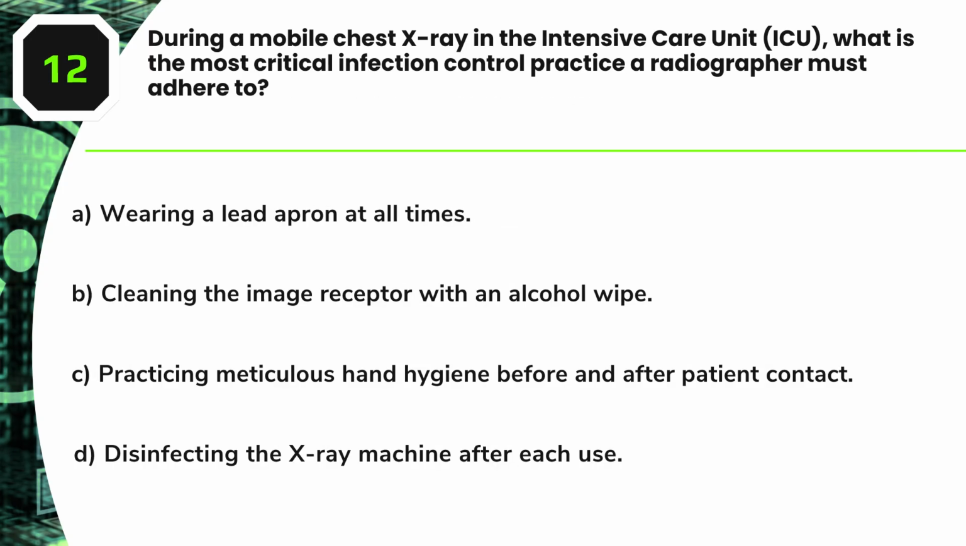Question 12. During a mobile chest X-ray in the intensive care unit, ICU, what is the most critical infection control practice a radiographer must adhere to? A. Wearing a lead apron at all times. B. Cleaning the image receptor with an alcohol wipe. C. Practicing meticulous hand hygiene before and after patient contact. D. Disinfecting the X-ray machine after each use.